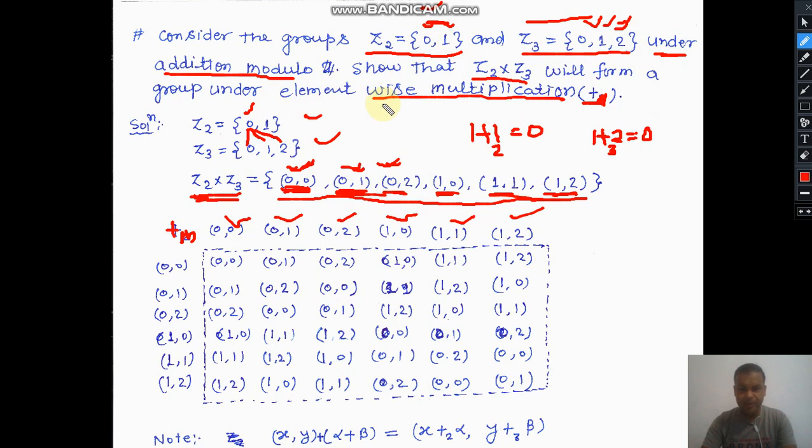So it may be slightly confusing for you, but please note it carefully. Only the data will be generated with the help of multiplication, and the rest of the operation will be performed under addition.